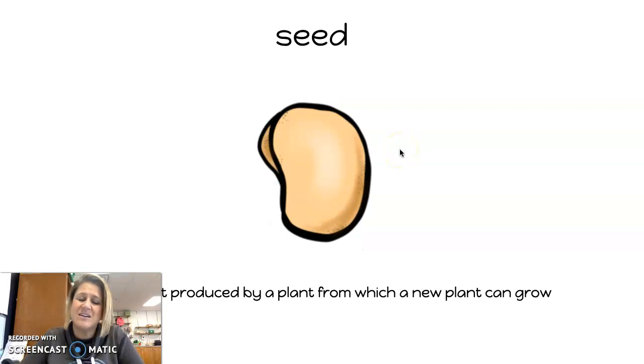Here's the seed. Seeds can look very, very different. I'm sure you've seen peanuts and sunflower seeds and acorns and things like that. These are all different kinds of seeds. So we're going to see this picture when we're doing some work with our vocabulary. So this picture is seed, a small object produced by a plant, and then a new plant can grow from these. So the seed is what the plant will begin as.